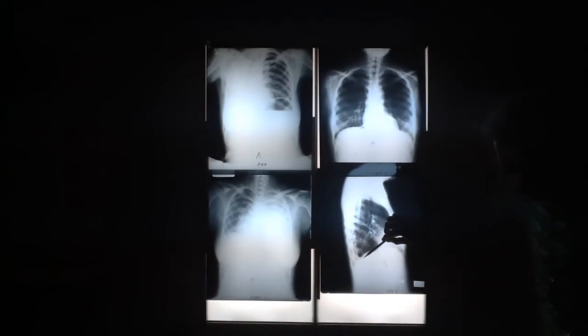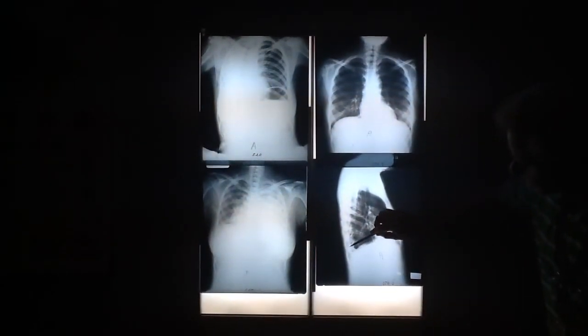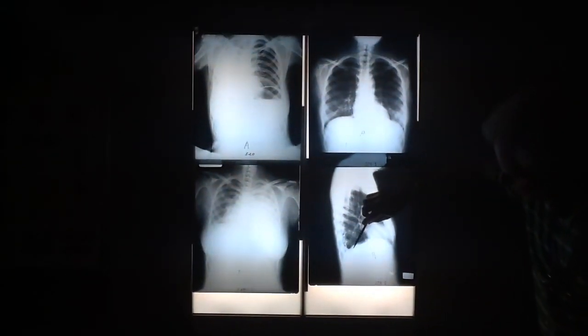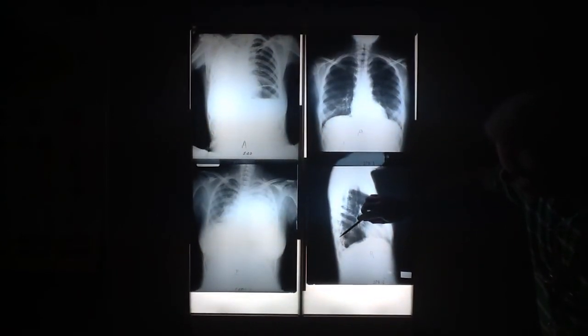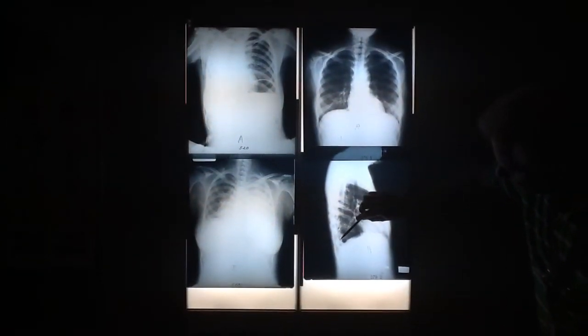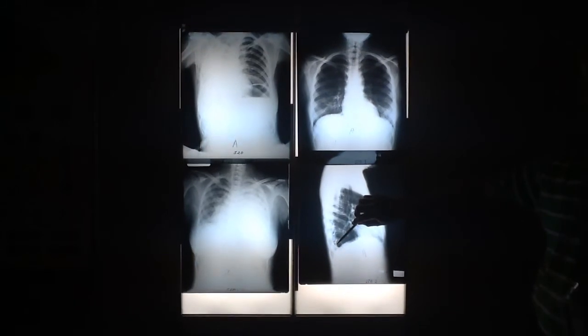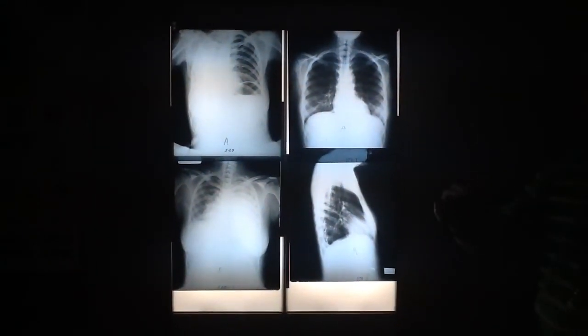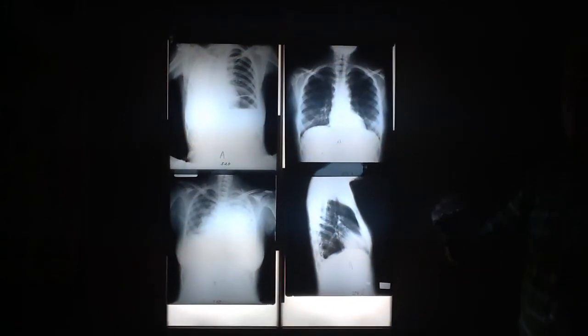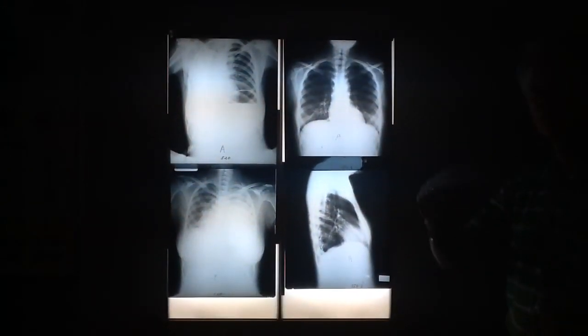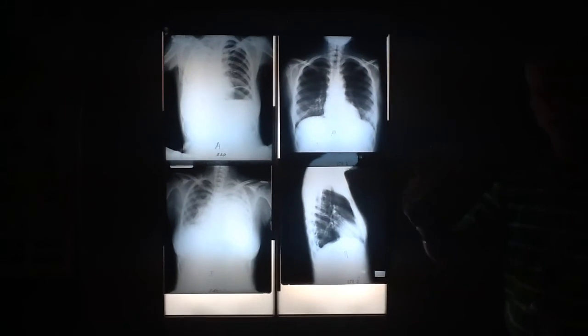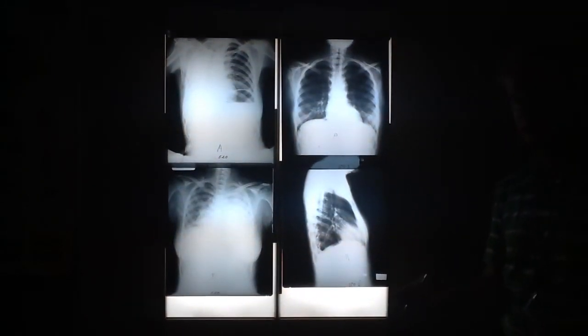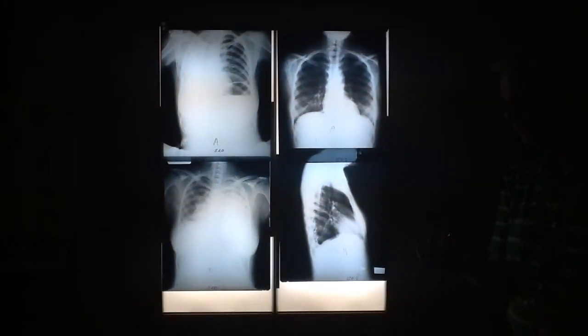But if you look back here, you see how there's some density here? And notice what this does. Do you see how this curves up the chest wall? Yeah. That's called a meniscus. And the meniscus is what happens when you have a liquid in the pleural space because there's no air. You can't have an air fluid level unless they also have a pneumothorax with the hydrothorax. Otherwise, you get a meniscus.